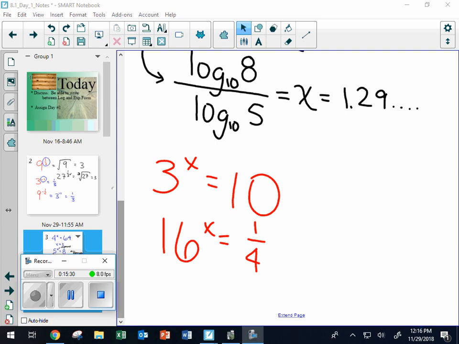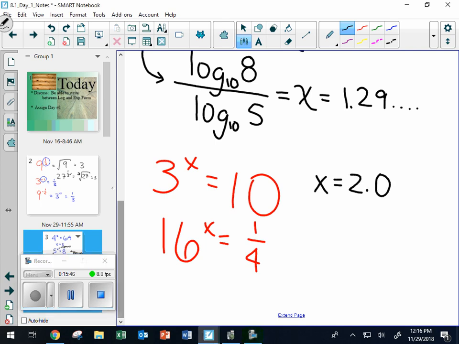Now that we've had a little bit of time, row 4, person 6 comes back up. So Ryan, could you tell us what you got for one of these two? Oh, I got 2.095. So 2.09, 2.1, somewhere around there for x.